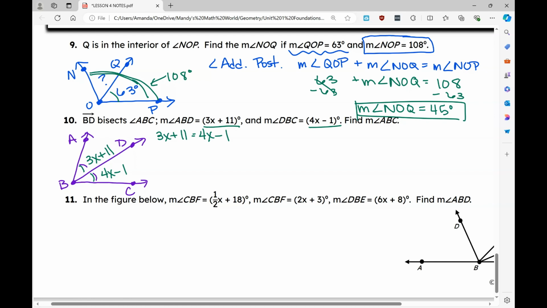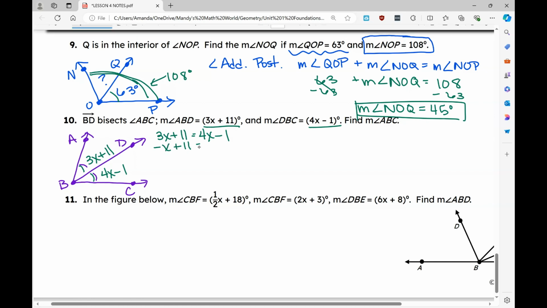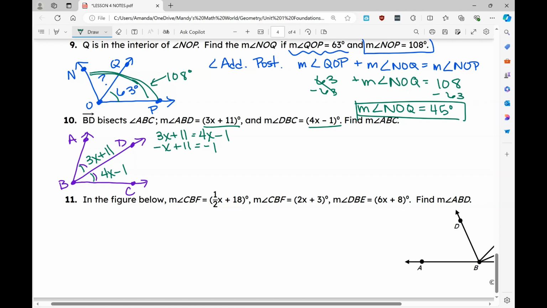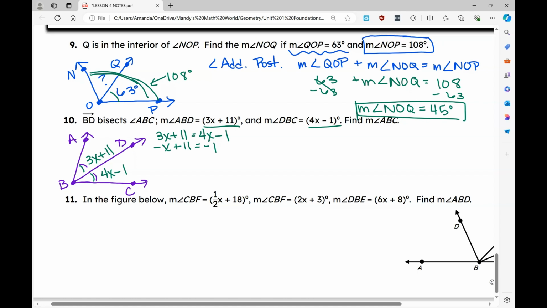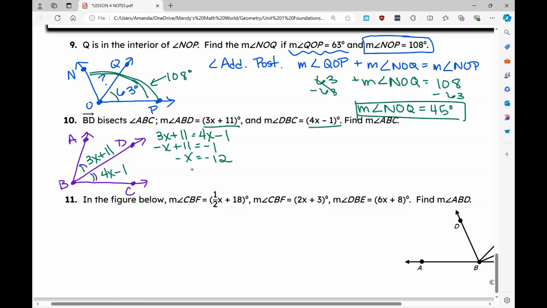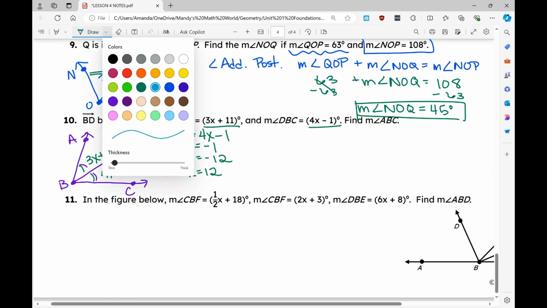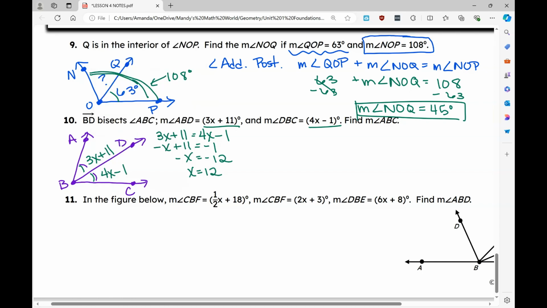I need one equation and one variable to find the value of the variable. So I've set up that equation. Now let's solve for x. I'm going to subtract 4x from both sides, so I get negative x plus 11 equals negative 1. I'm going to subtract 11 from both sides to get negative x equals negative 12. When I divide both sides by negative 1, I get x equals 12. So now I've found the value of the variable. What can I do at this point?